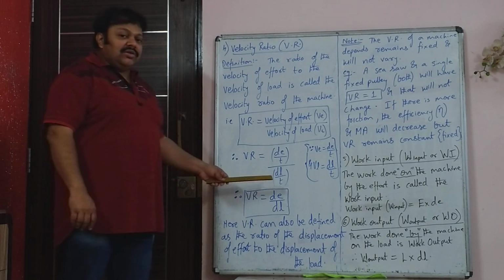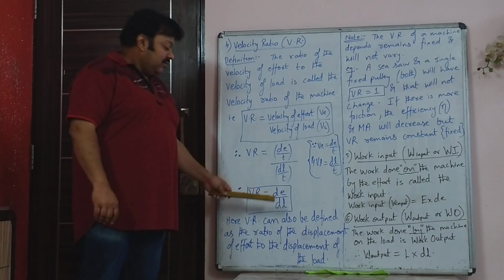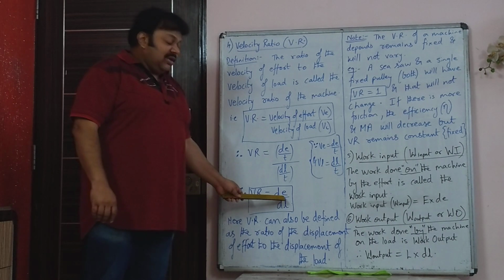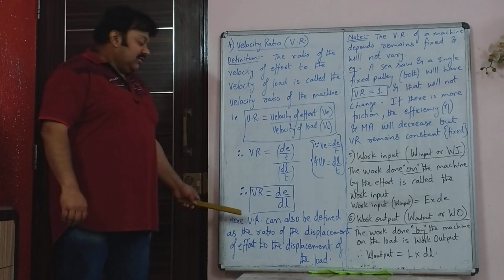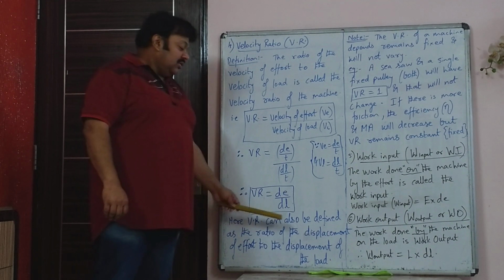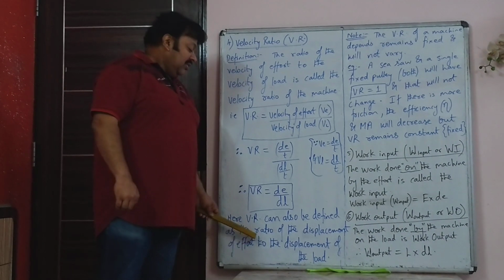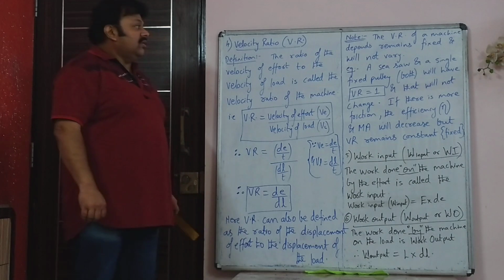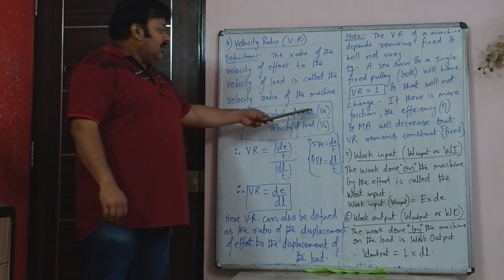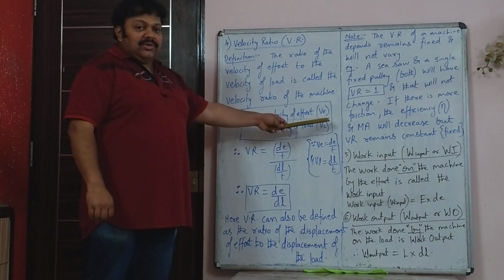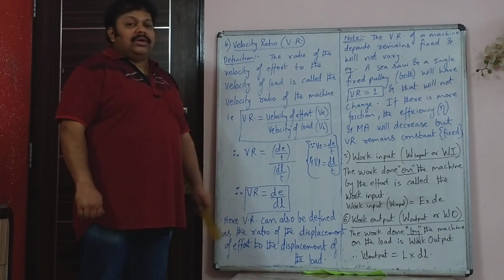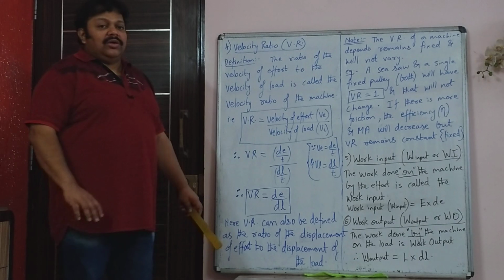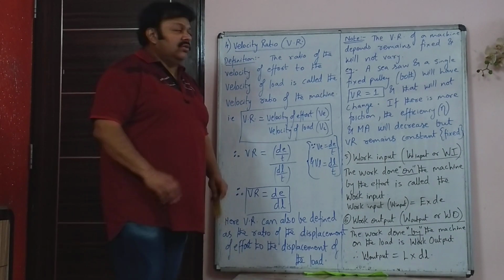In the sums, we use the formula displacement of effort upon displacement of load. So that is why velocity ratio can also be defined as the ratio of displacement of effort to the displacement of the load. Again, it's a pure ratio. Meter per second upon meter per second, or meter upon meter. So because it's a pure ratio, it will not have any units.